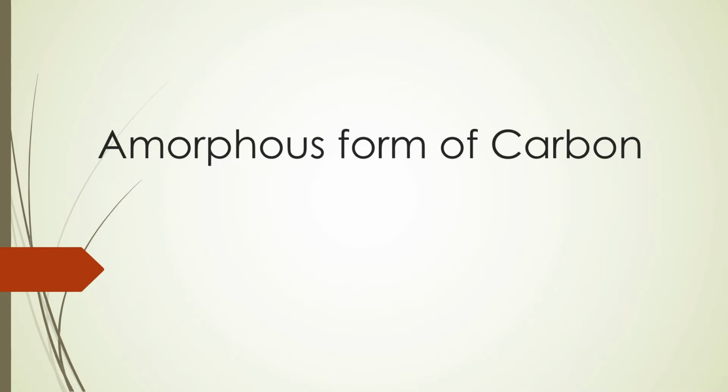We are studying about allotropes of carbon. There are two types of allotropic forms of carbon: crystalline form and amorphous form. Through our previous classes, we have learned about the crystalline forms of carbon, which includes diamond, graphite, and fullerene. Today's class, we are going to discuss about amorphous forms of carbon.